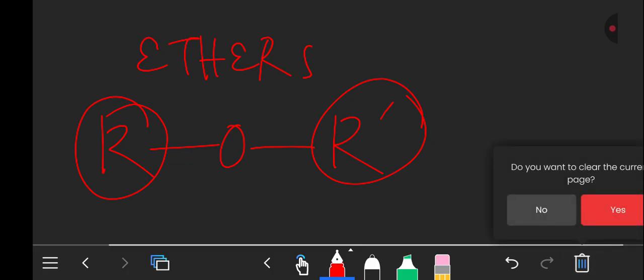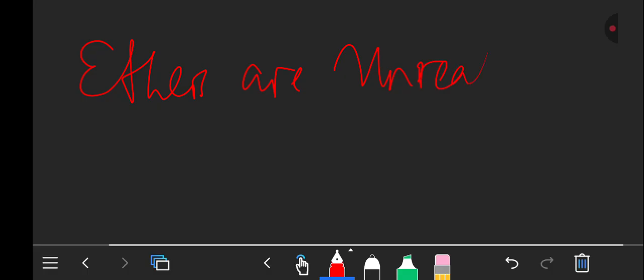So one of the characteristics of ethers is that they are inert. Ethers are unreactive, and for this reason, in most cases, these ethers are used as solvents. So we said that ethers are unreactive. They are unreactive and they are used as solvents.